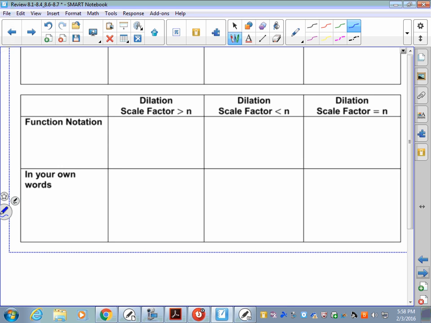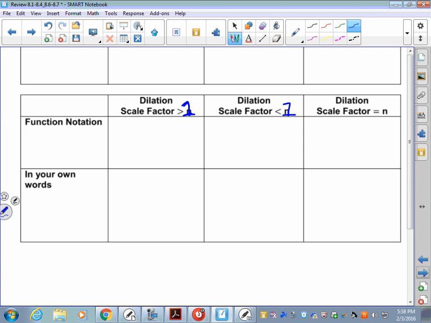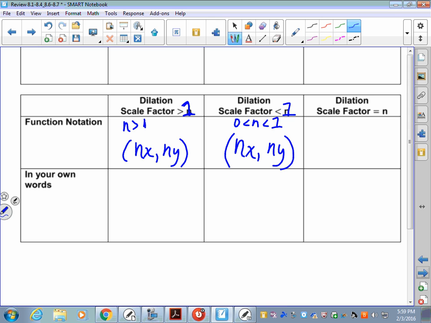The scale factor of n is greater than 1. This should have been the scale factor when it's greater than 1. And then this should be when it's less than 1, and it really should be when it's between 1 and 0. So there's a typo there. If I want to show dilation when n is a number greater than 1, then that should be n times x and n times y, which is the same for a reduction. You just got to know when it's an enlargement and when it's a reduction.